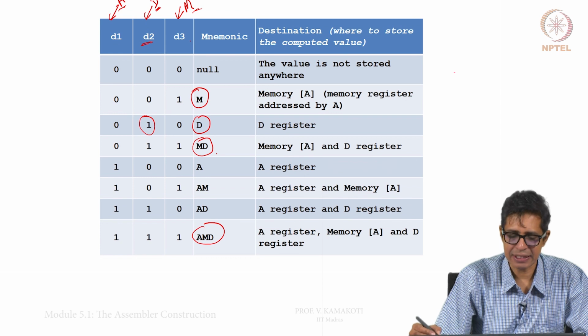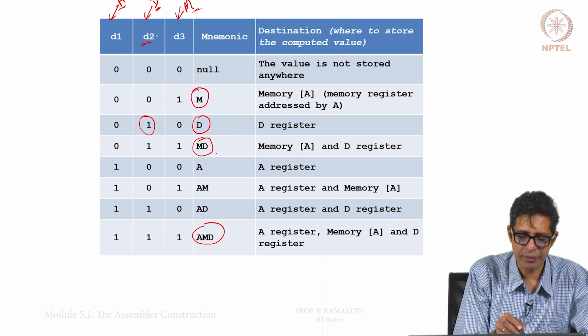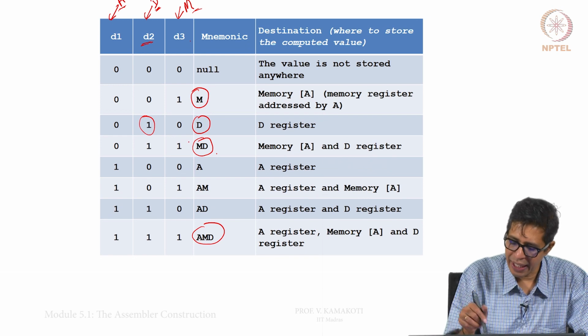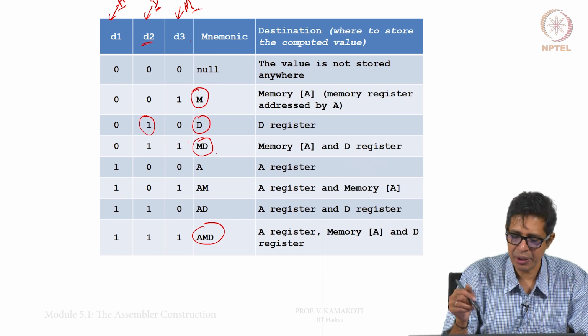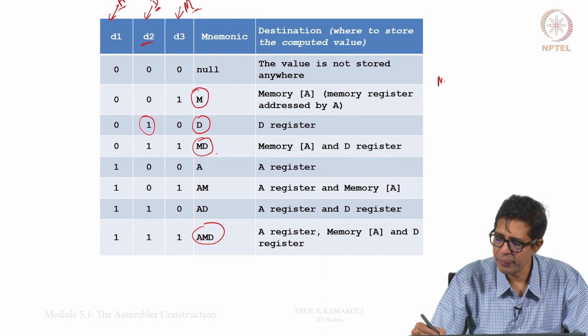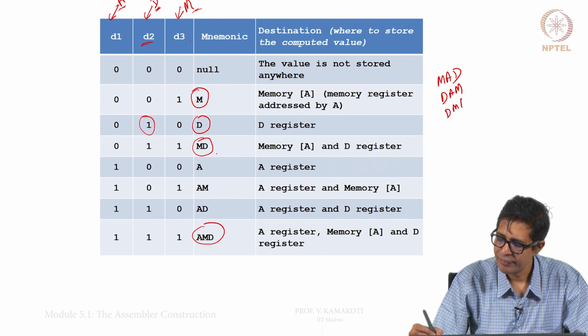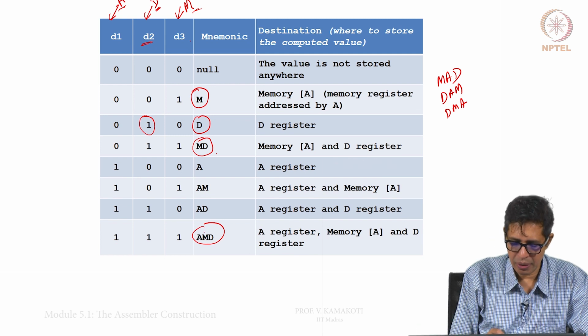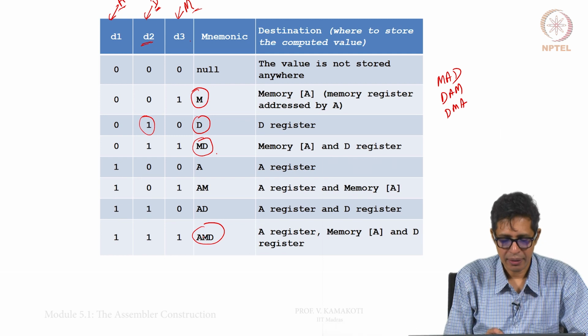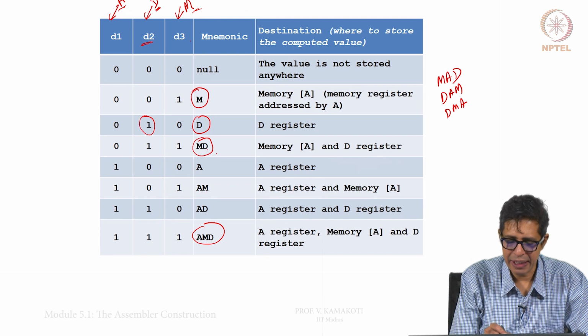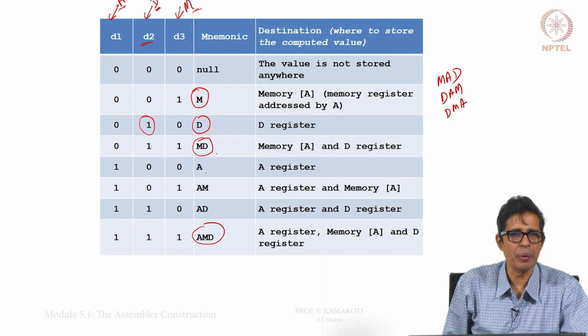So if I have just A, I have 0, 0. If I have D, or if I have M, then this is how it is, but I could have A and D, I could have MAD, I could have DAM. So I could have MAD, DAM, DMA. Similarly, MD, DM, MA, AM, AD, DA. So all these possible combinations I could have here.